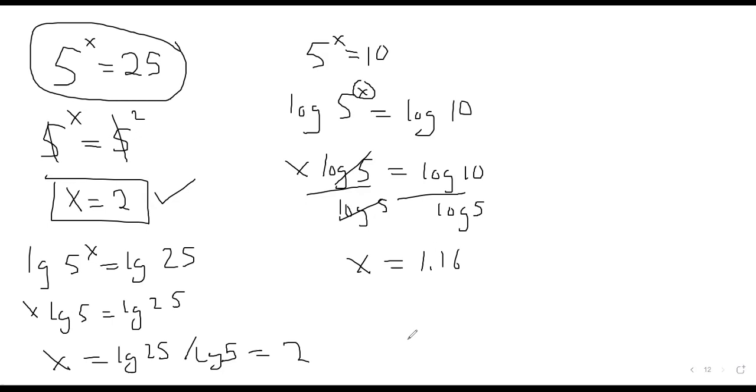What calculator are you using? Log 25 divided by log 5. My calculator is giving me exactly 2. I hope you're not forgetting the log. I don't know what mistake you're making. Log 25 divided by log 5. You know where the log is?